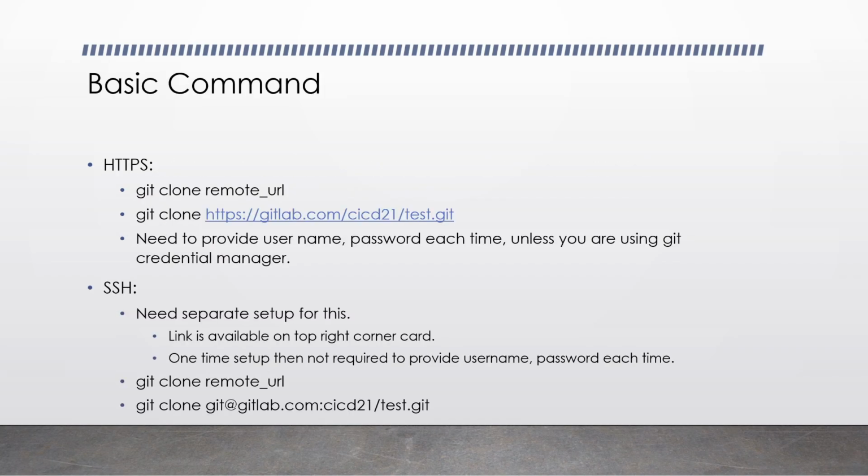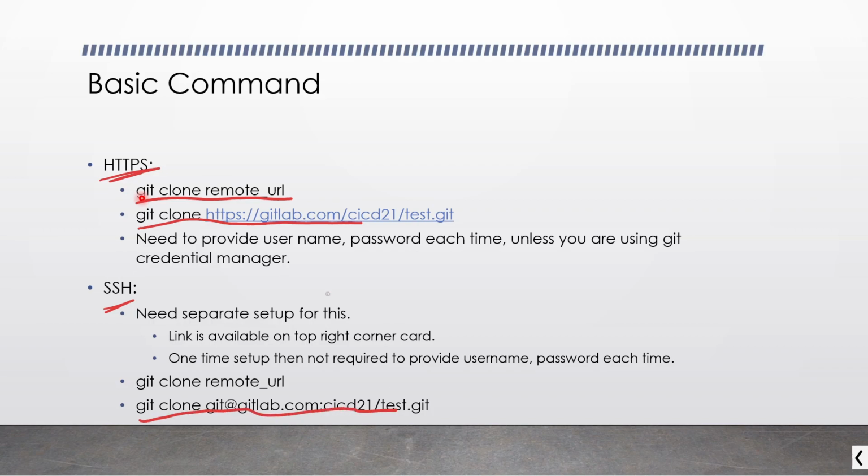Basic command. So the very basic command to clone any remote repository is git clone remote repository URL. Over here we have two variations. One is HTTPS and another one is SSH. In case you are using the HTTPS URL, the command will be git clone HTTPS URL, and in case you are using the SSH URL, the command for SSH clone will be git clone git@some URL.